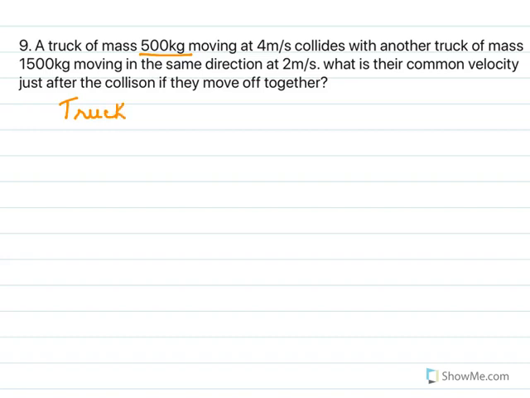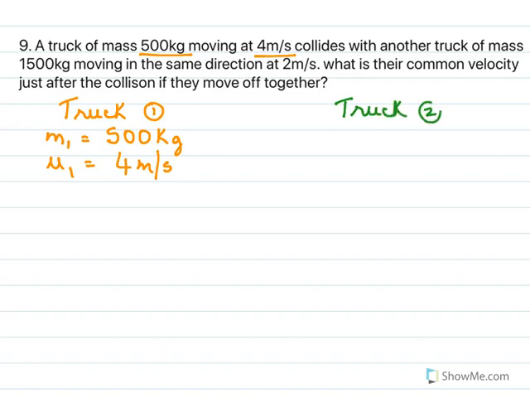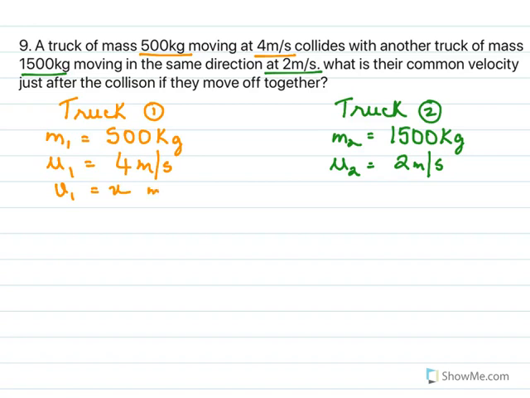A truck of mass 500 kg. So we have truck 1 and the mass of the truck is 500 kg, moving at 4 meter per second. So initial velocity 4 meter per second. Collides with another truck. So we have another truck here, say 2, with a mass of 1500 kgs, moving in the same direction at 2 meter per second. So initial velocity 2 meter per second. What is their common velocity after collision? Common velocity means they move together. So v1 I'll put x meter per second, and here we have v2 x meter per second.